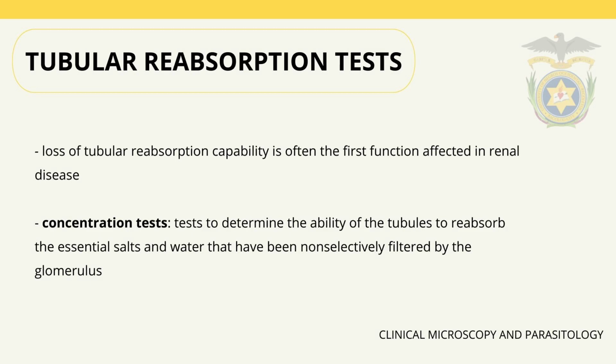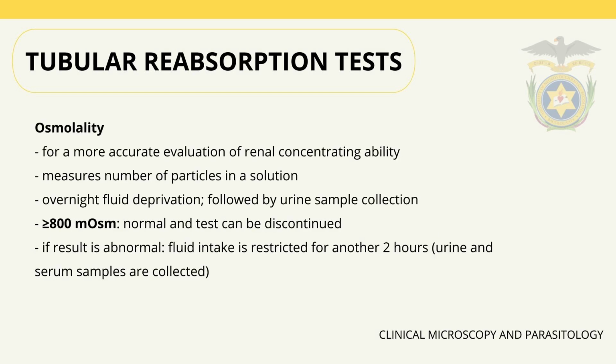The loss of tubular reabsorption capability is often the first function affected in renal disease. The first tubular reabsorption tests are the concentration tests. These tests determine the ability of the tubules to reabsorb the essential salts and water that have been non-selectively filtered by the glomerulus. And for osmolality, for a more accurate evaluation of renal concentrating ability, this measures the number of particles in a solution. Usually, patients are deprived of fluid overnight, and it is followed by urine sample collection.